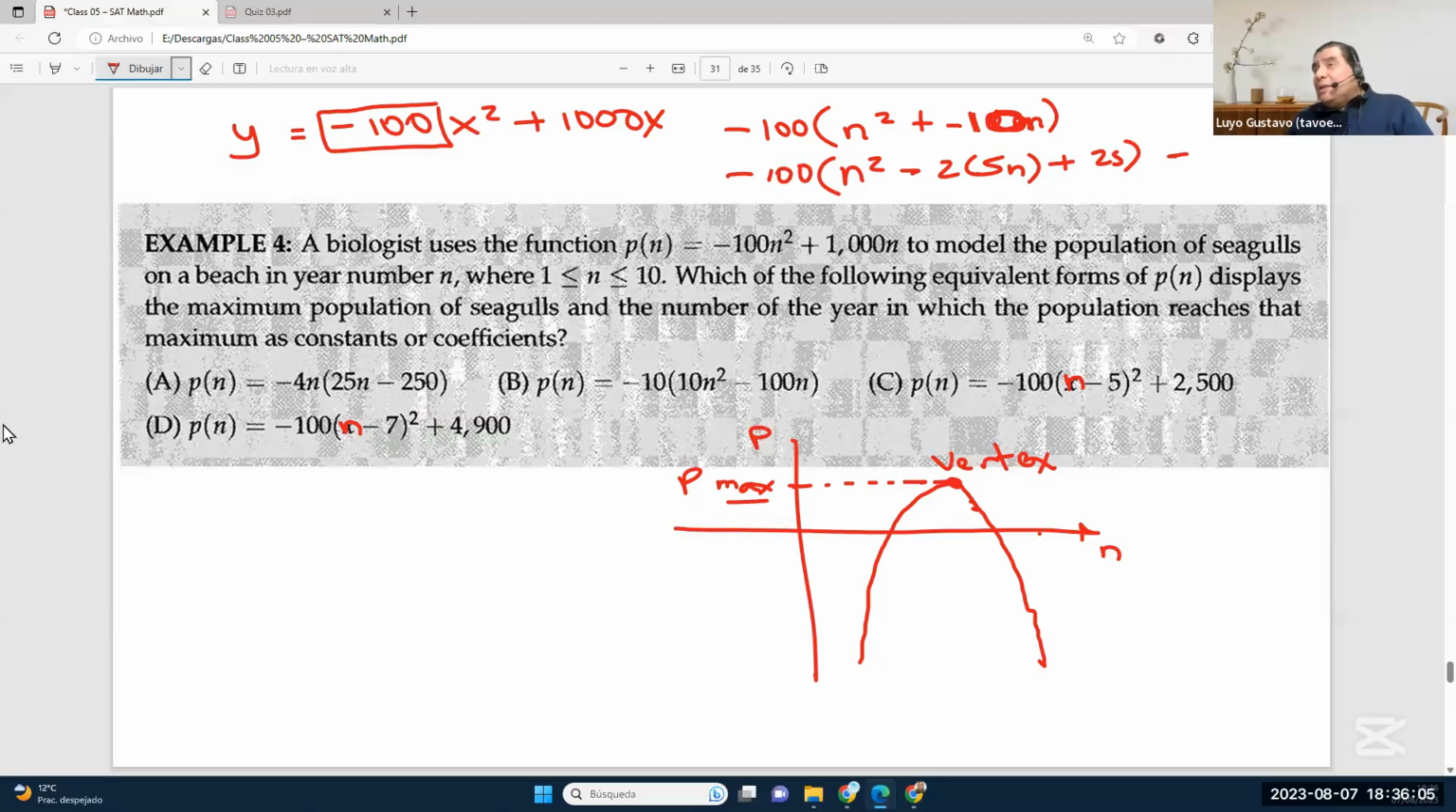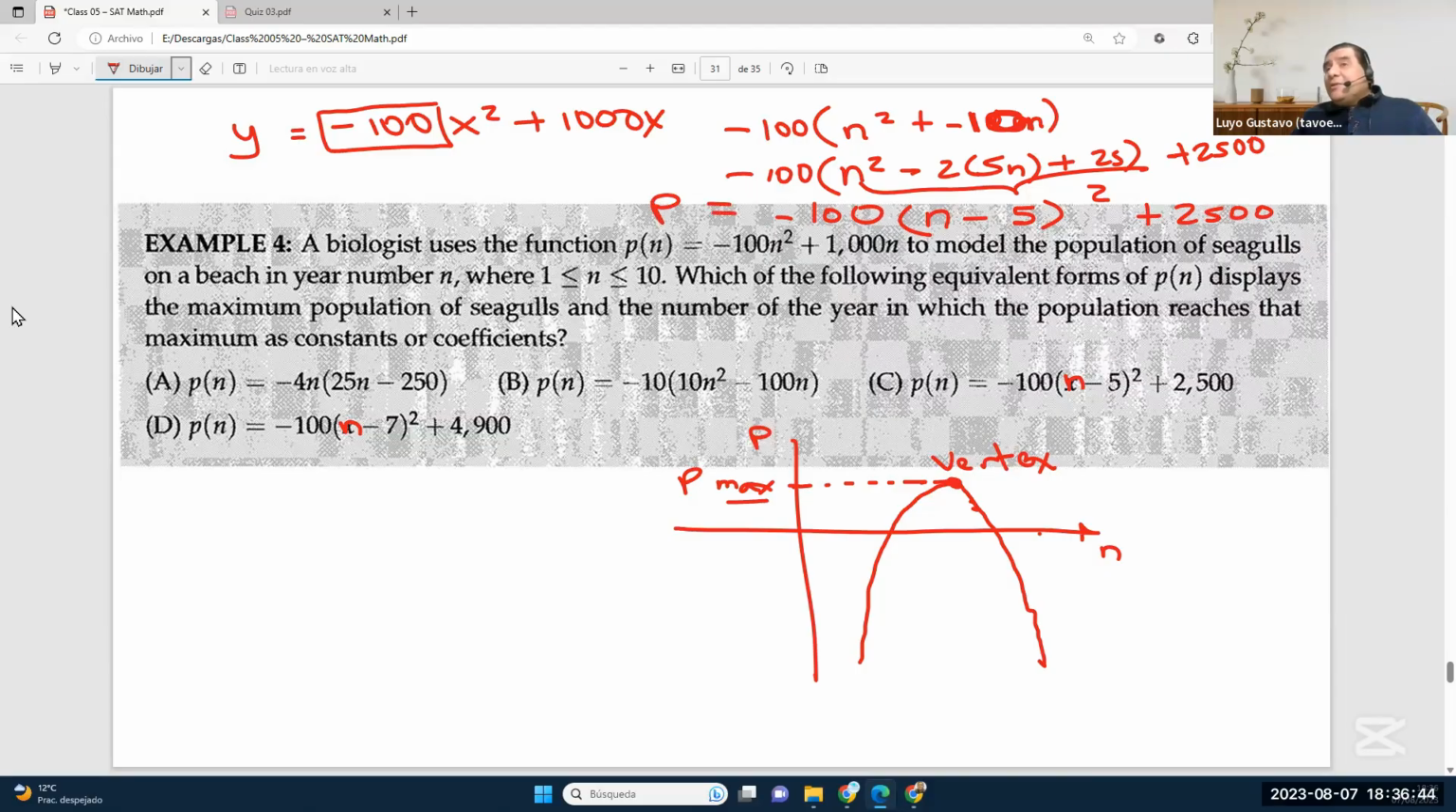But of course, 25 times this, which would be this number, right? Negative 25 times negative 100 would be here something like this, and there are no more terms. So this, if you factor, is simply n minus 5 squared. So this is the vertex form: negative 100 times n minus 5 squared, plus 25. That's it.